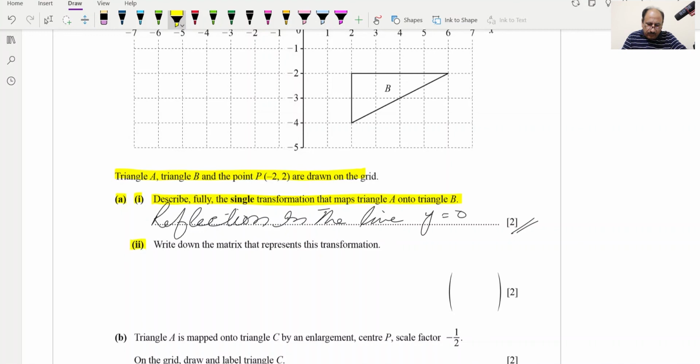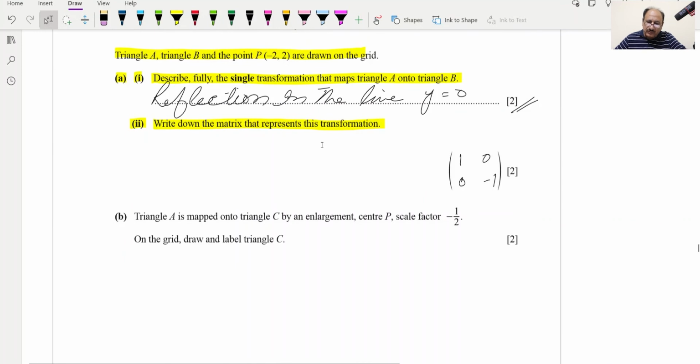And second part, write down the matrix that represents this transformation. So reflection along the x-axis is (1 0; 0 -1). So this is the location which we are changing for the x-axis reflection.